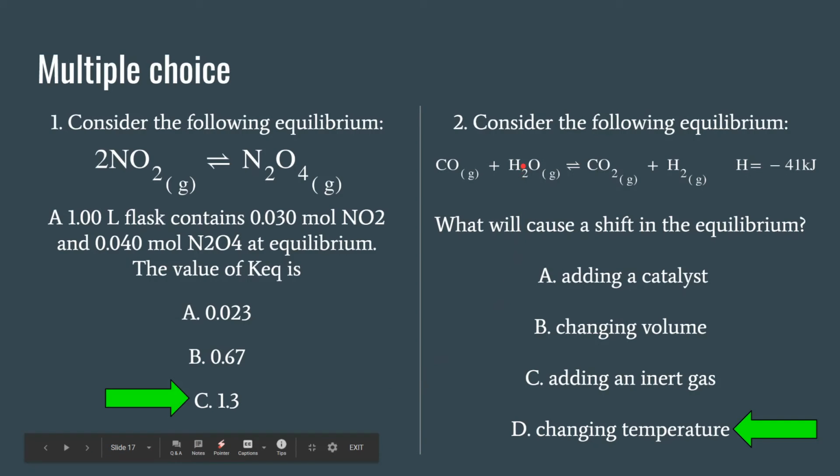For this question, what will cause a shift in the equilibrium? Now, the reason why it's changing temperature and not any other one is because here you're given H, which is negative 41, which means it's an exothermic reaction, which means that the energy is in the product. Now, if you change the temperature on the product side, where will the reaction have to shift to balance out? To the left side. And that's the answer for the multiple choice.